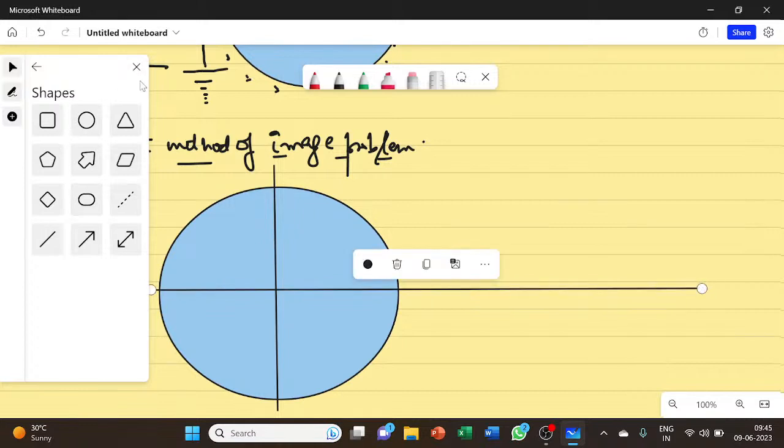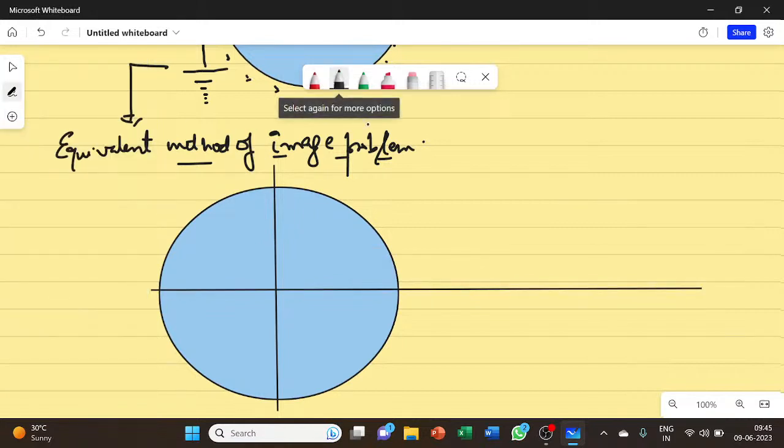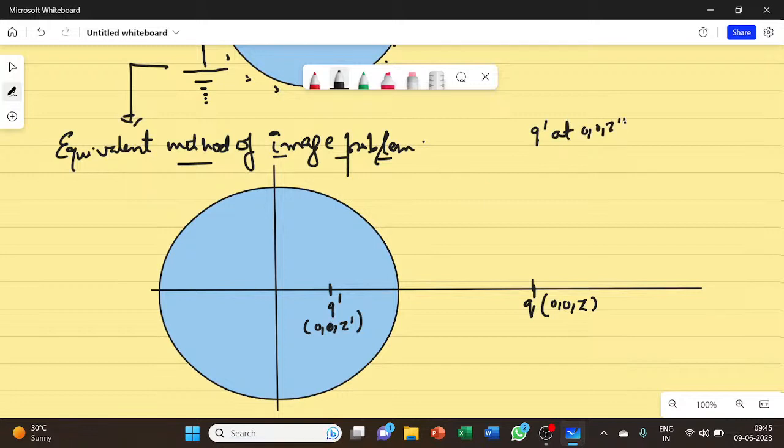Let us say this is my charge placed at 0 comma 0 comma z. Now I'll place an image charge here, let's say q dash, and I'll verify whether placing the charge here would satisfy the boundary conditions or not. So right now, just satisfy yourself by saying that there is an image charge. I'll place an image charge q dash at 0 comma 0 comma z dash.